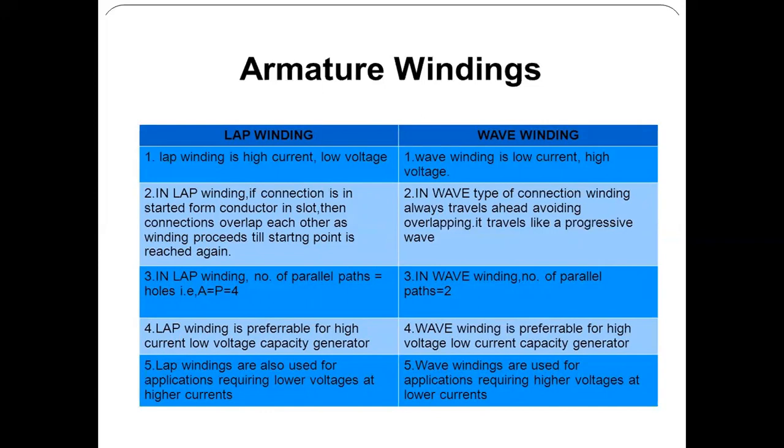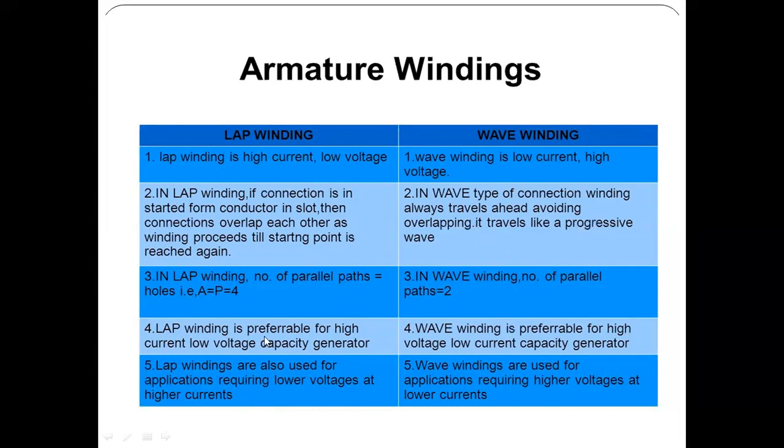Next, in lap winding, the number of parallel paths is fixed. The number of parallel paths is based on the number of poles. Normally we have 4 poles. That's why we are naming it 4. So in lap winding, the number of parallel paths equals the number of poles: A equals P, so it is equal to 4. In wave winding, it is restricted to 2.